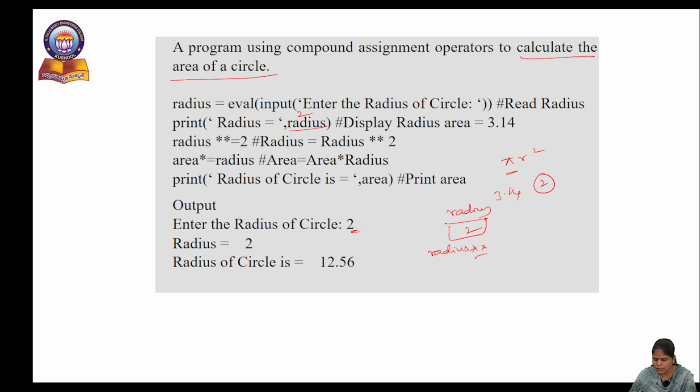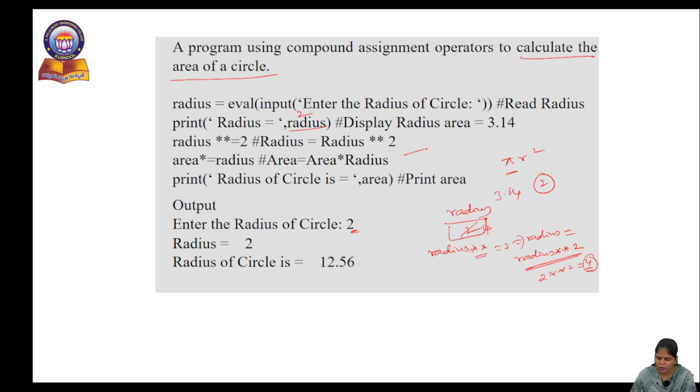What is this notation? Exponent equal to 2. This indicates radius equal to radius power 2. So this is what is calculated. Now radius power of 2, that means 2 to the power of 2, it will get the output as 4. Now where will it be stored? It will be stored in the radius, so radius 4 will be stored.